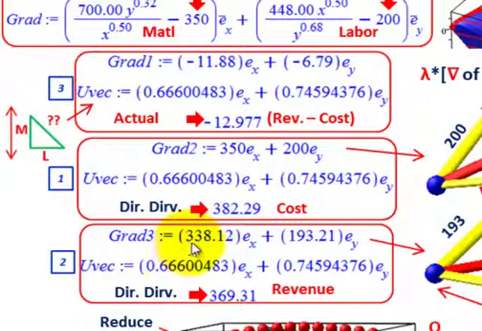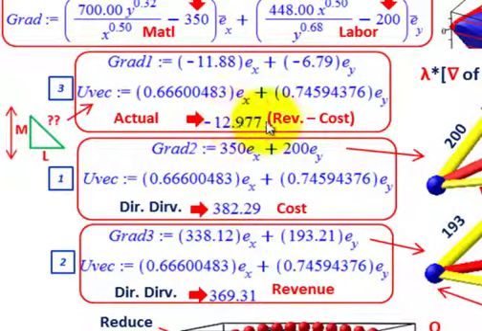And then the same thing for our revenue. Just remember our gradient, we calculated that, 338 plus 193. Take that times your unit vector, and you're going to come up with the directional derivative at 369.31. So you can see the directional derivative of the gradient vector for our cost is greater than our revenue by exactly that amount, 12.977.